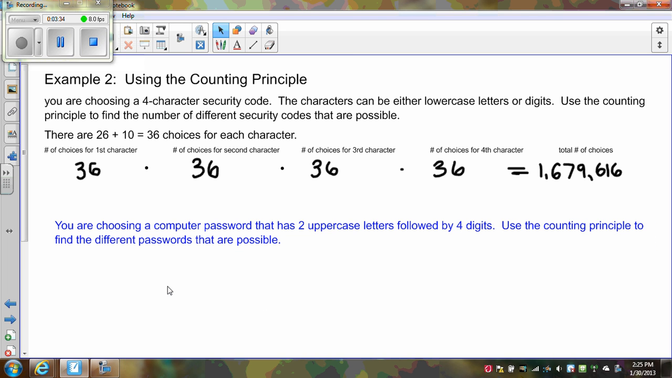What I'd like you to try now is you are choosing a computer password that has 2 uppercase letters followed by 4 digits. Use the counting principle to find the number of different passwords that are possible. You can set it up similar to here, but now your first 2 choices have to be uppercase letters, and the last 4 have to be a digit. Go ahead and try this, and we'll go over this one tomorrow because it's a challenging one.